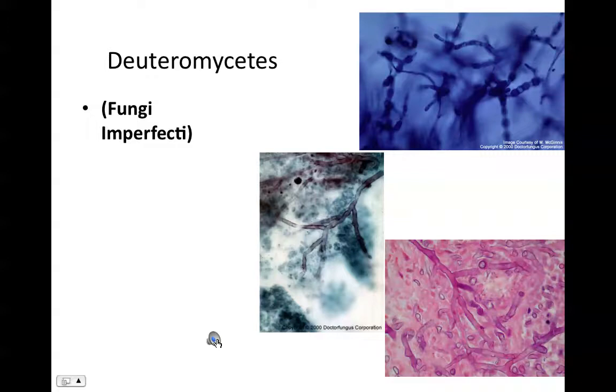The phylum Deuteromycetes is also called the Fungi imperfecti. Most of the genera in this phylum do not have any obvious sexual reproductive cycle. Most of them are simply identified based on their asexual reproductive sporulating structures. Most of the medically, clinically significant fungi are found in this phylum.